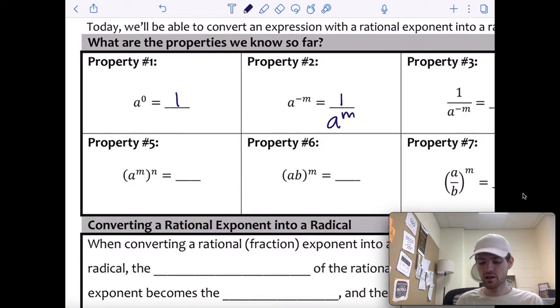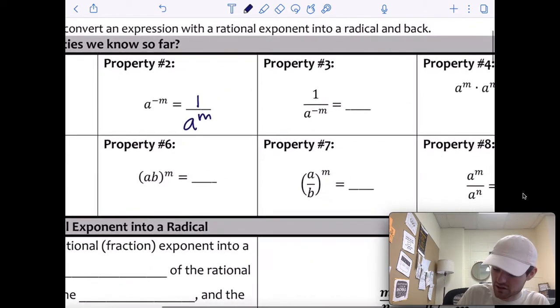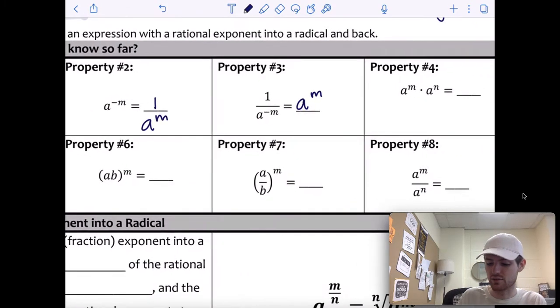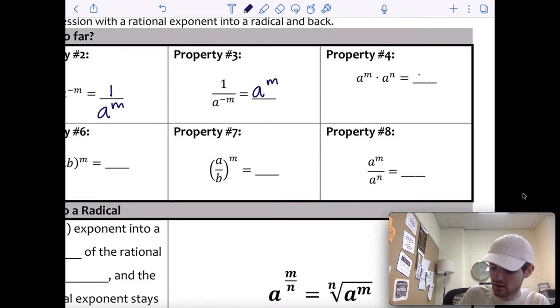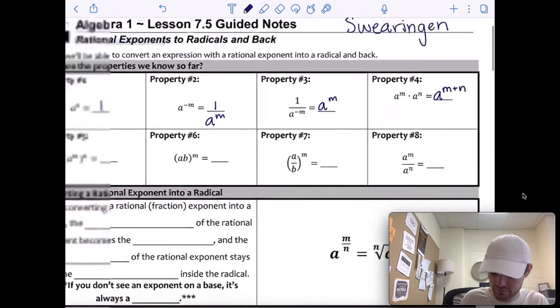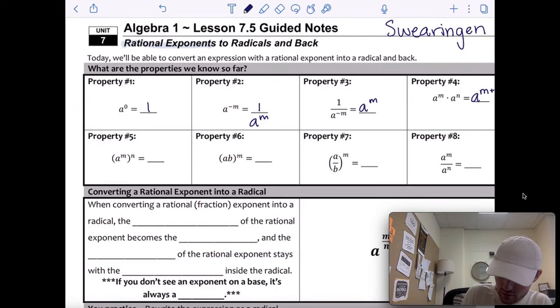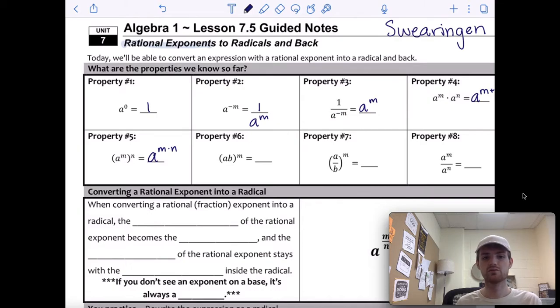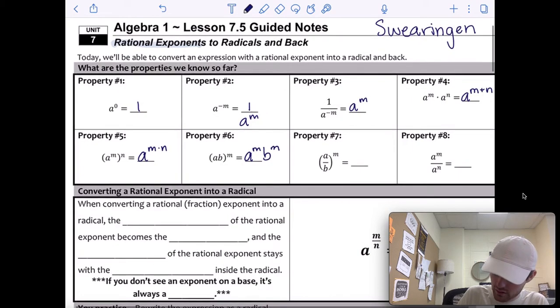Power of 0 becomes 1. When we see a negative exponent, we need to move it to the other side of the fraction, making the exponent positive. If we have 2 of the same bases, we can add the exponents together. When we have an exponent and an exponent outside of the parentheses, we multiply. Same thing here. We just want to make sure we distribute that exponent to all of our bases.